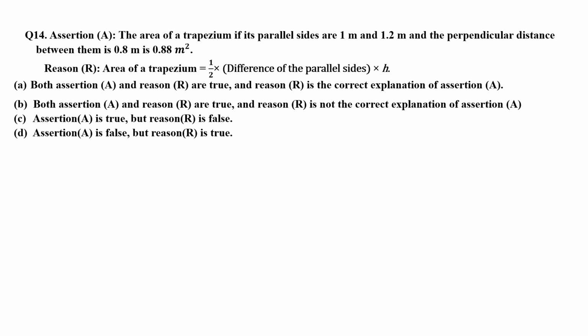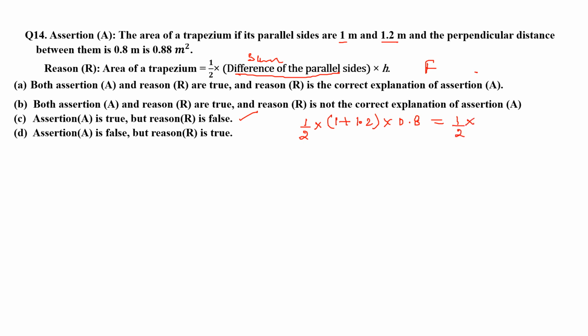So if I see the reason, the formula given is wrong. Okay, area of a trapezium is half into sum of the parallel sides. So from here I can see reason is false. And the option which says reason is false is C option, isn't it? So I can write directly that correct option is option C. But let's check this also. The area of a trapezium formula is half into sum of the parallel side. Now here parallel sides measure is 1 and 1.2. So 1 plus 1.2 into height. Height is 0.8. Now let's solve it.